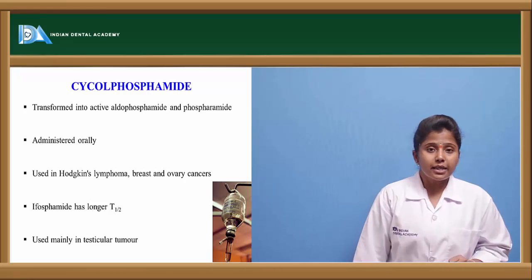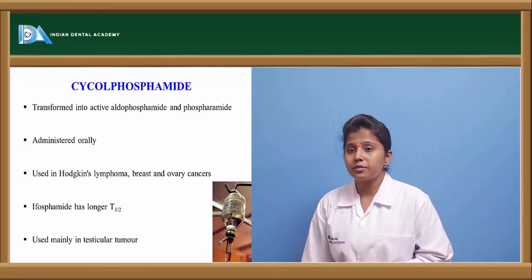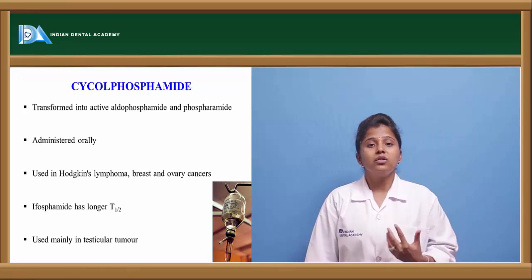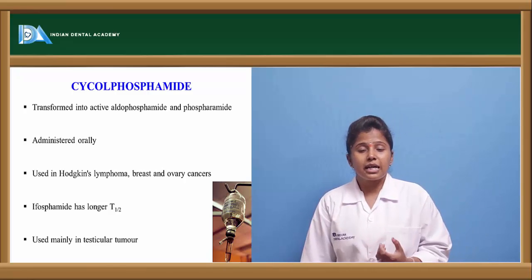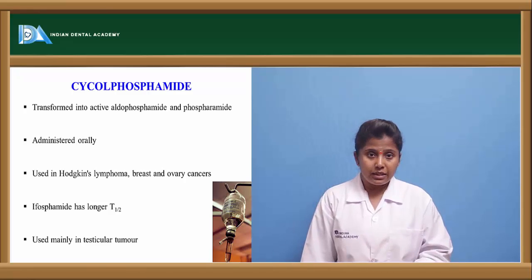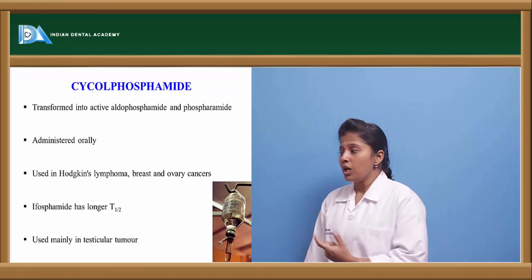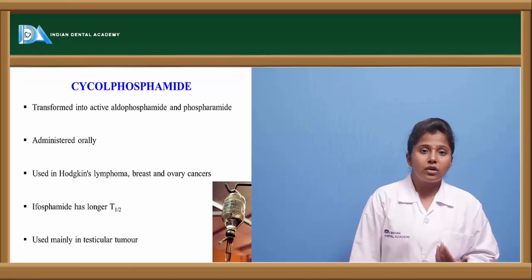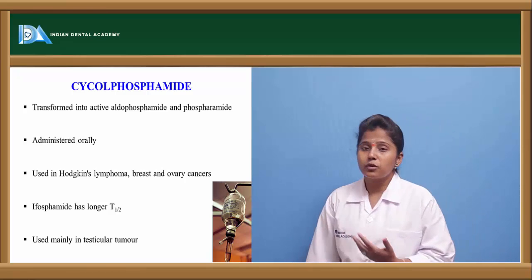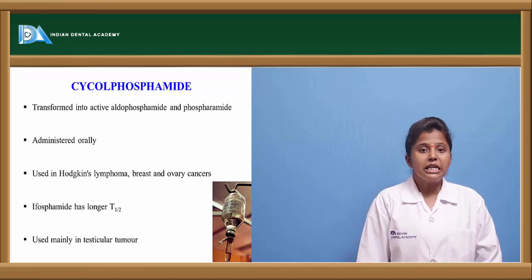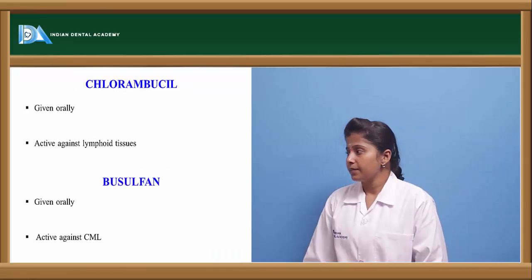There is another drug in this nitrogen mustard category, that is ifosfamide. Because of its longer half-life, the drug remains in the systemic circulation for a longer period of time, so it may sometimes lead to adverse effects. Because of this longer half-life, it is not as preferred as cyclophosphamide, and it is mainly used in testicular tumor.